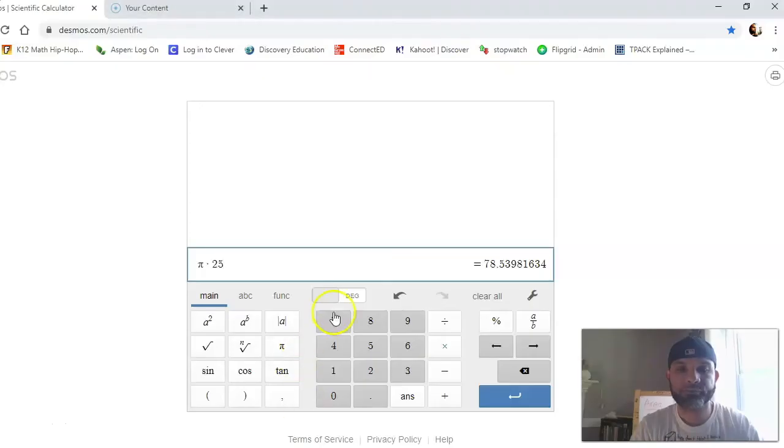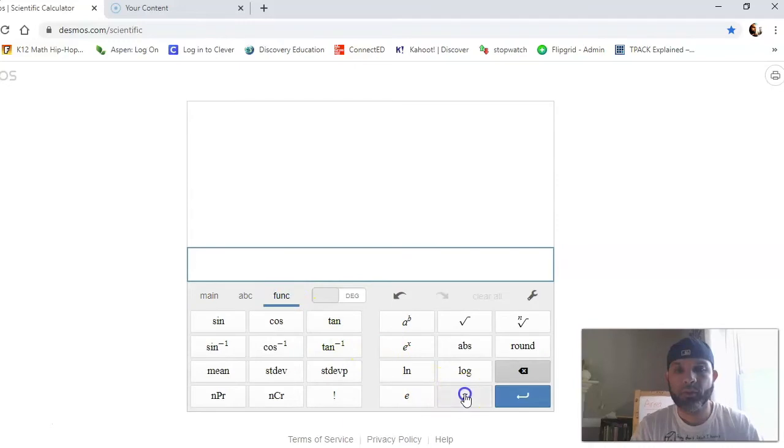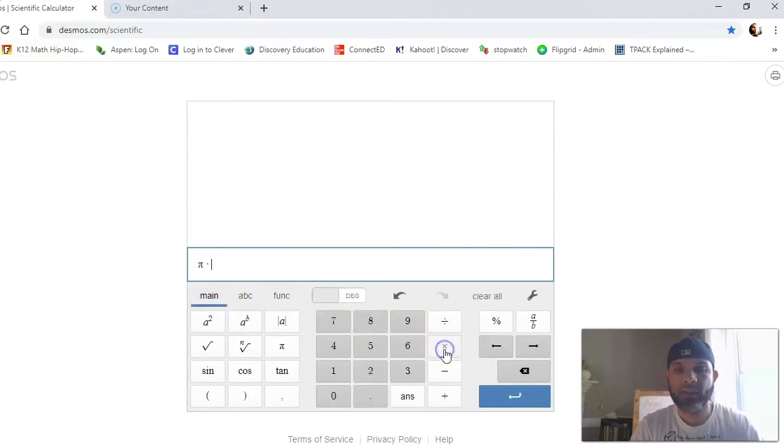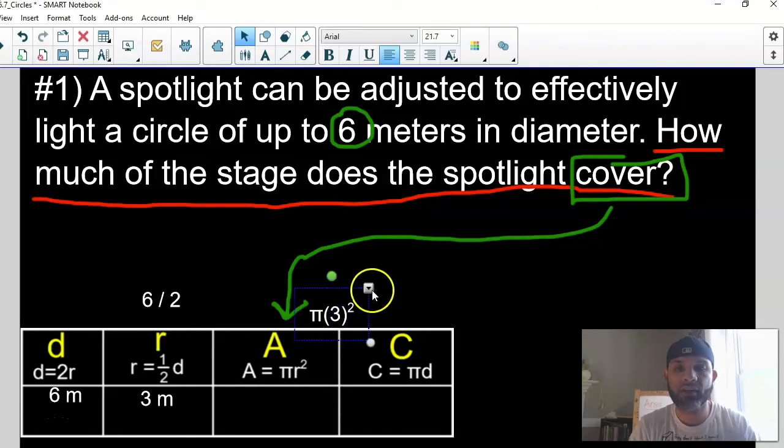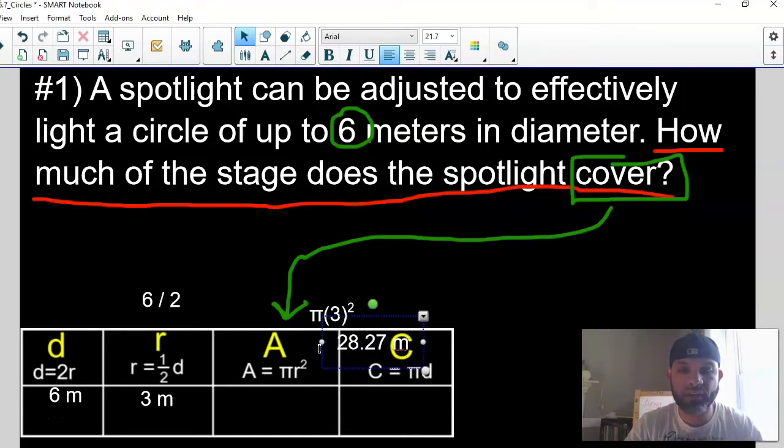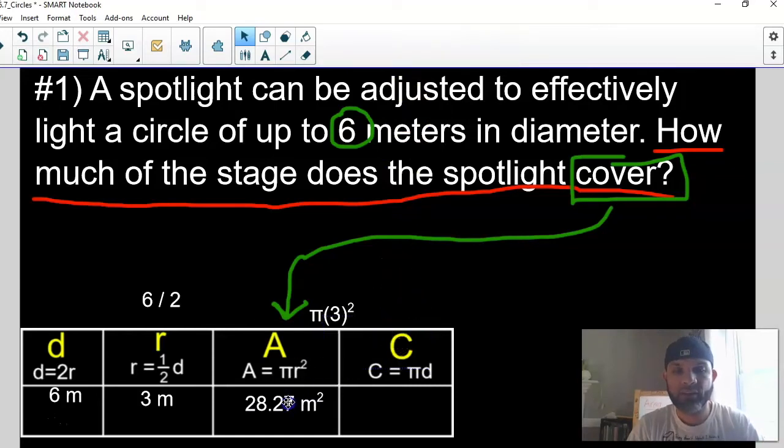Okay, so clear it. All right, pi times 3 squared. And there you see it's 28.27. The 4 tells it to stay there. The 7 does not round up. 28.27 is our area. 28.27. And that is meters to the second power, meters squared. So that's the area, and that answers the question.